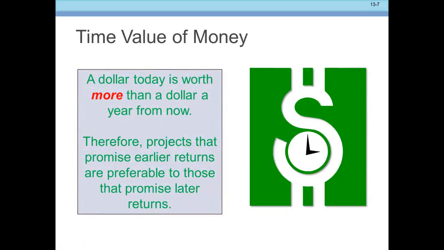An important part of capital budgeting is recognizing that $1 today is worth more than $1 a year from now. So projects that promise earlier returns are preferable to those that promise later returns. I get this. I can't buy the pizza tonight with my paycheck that I won't get until next week.